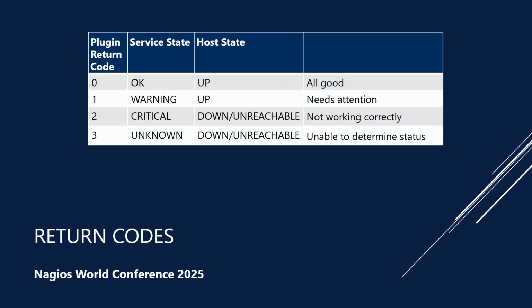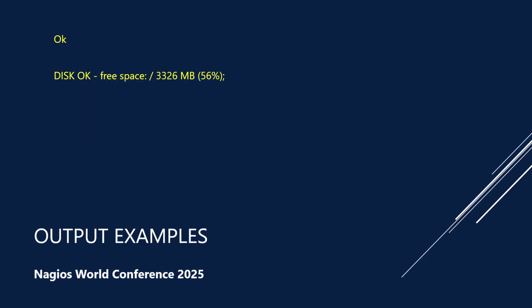So for the return codes, 0 through 3 are acceptable. 0 is okay, 1 is a warning, 2 is critical, and 3 is any unknown condition that you just really don't know how to handle. The output can be as simple as an okay, or you can do something a little more useful, like what your free space is and percentages and things like that, whatever works the best for you.